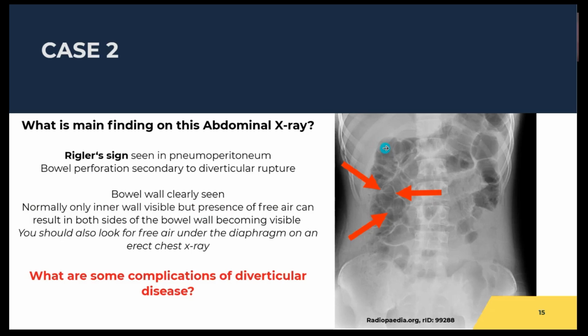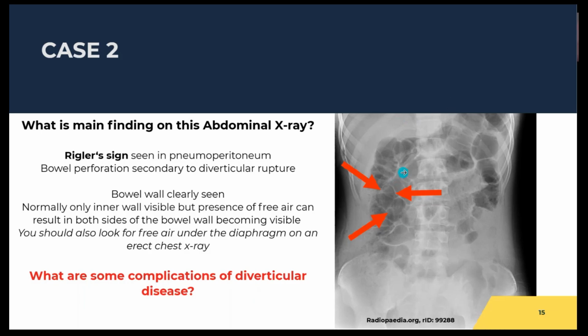So this abdominal X-ray shows Wigler sign, which is also known as the double wall sign. Normally we only see the inner wall of the bowel, but when free air is present, both sides of the wall become visible, outlining the bowel like a tube. So like these arrows that are pointed here.